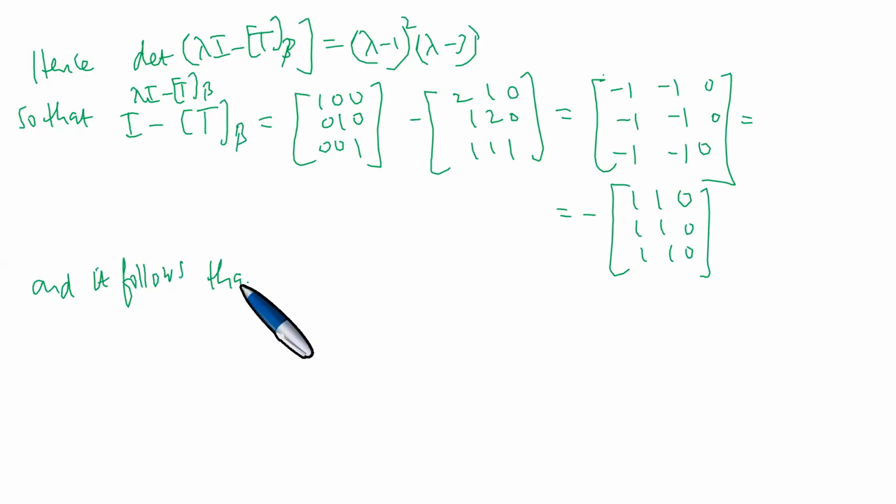Right. And it follows that the rank, which is the number of non-zero rows, is called the rank.